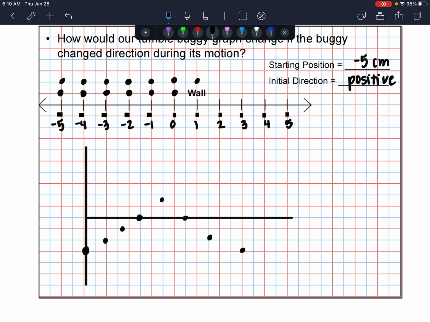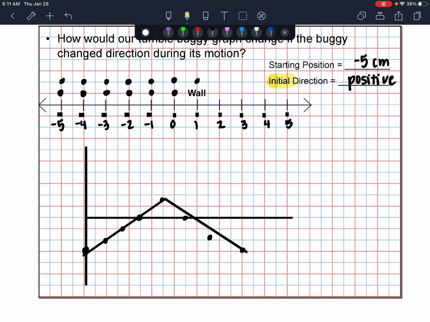So I would see, kind of similar to what we saw with the runner, a graph that looks like an absolute value function, or two linear lines, because there's a change in direction where my values are becoming more positive and then it starts becoming more negative.